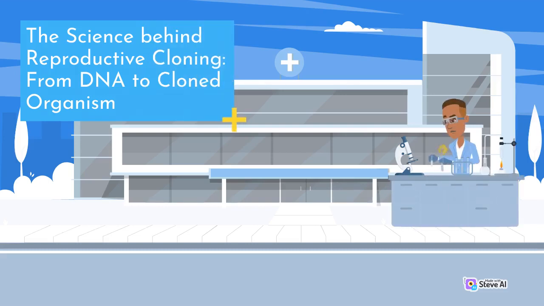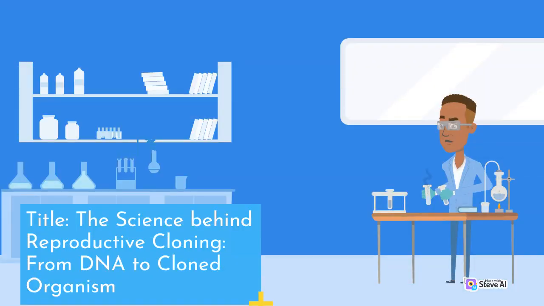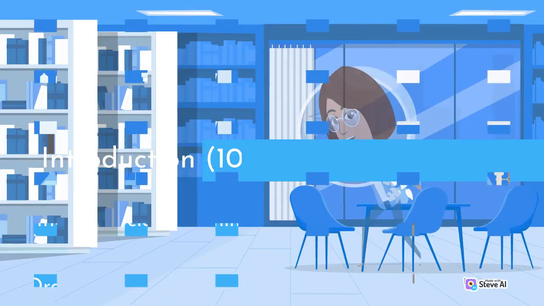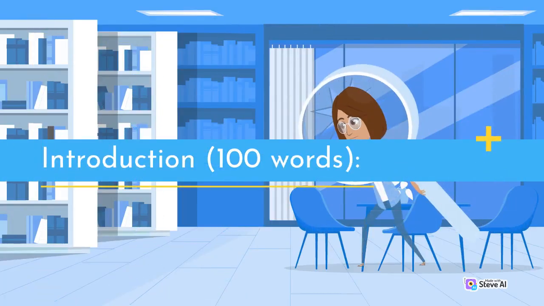The science behind reproductive cloning, from DNA to cloned organism. Title: The science behind reproductive cloning, from DNA to cloned organism. Introduction: 100 words.